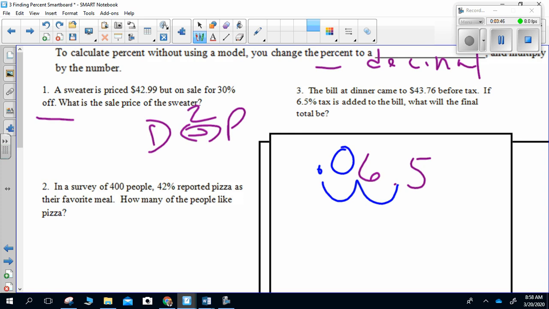I'm going to use my calculator, and I'm going to enter $43.76 times 0.065. You always move your decimal point 2 places because a percent is a comparison to 100, which means you are either multiplying or dividing by 100 to change it to a decimal. Because it's a percent, it's always going to be moving either 2 to the right or 2 to the left, depending on what operation you're using. All right, so let's do our math.